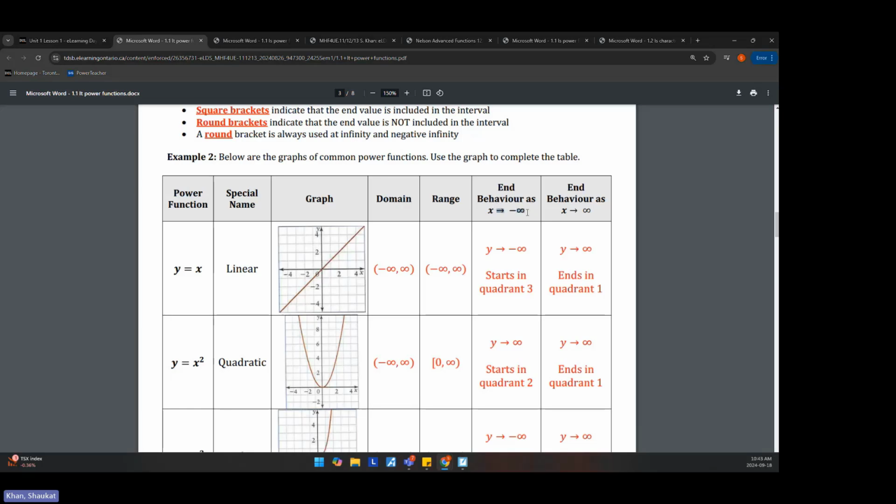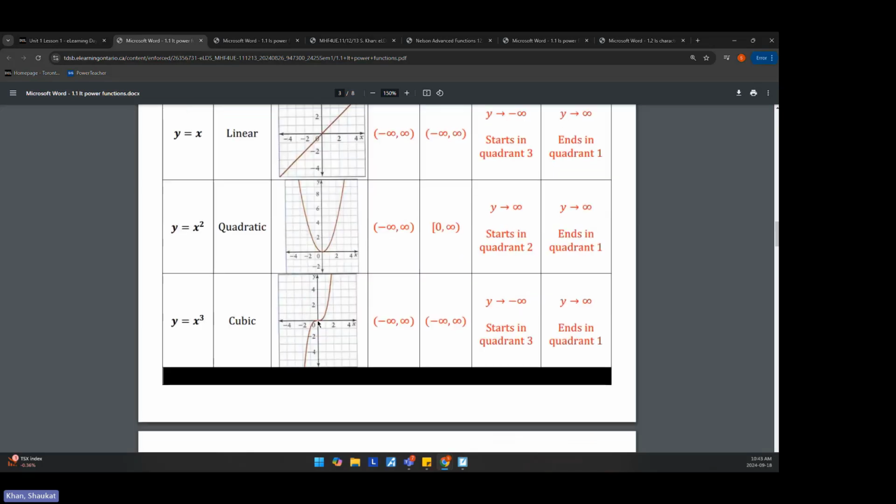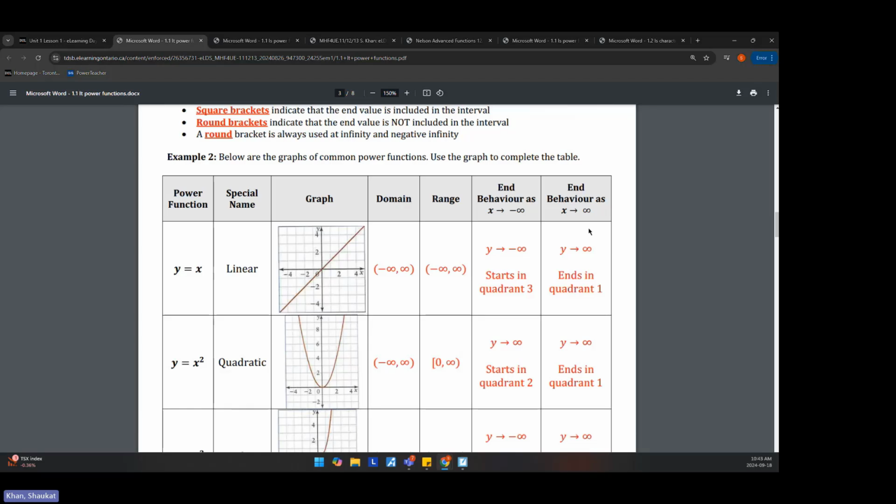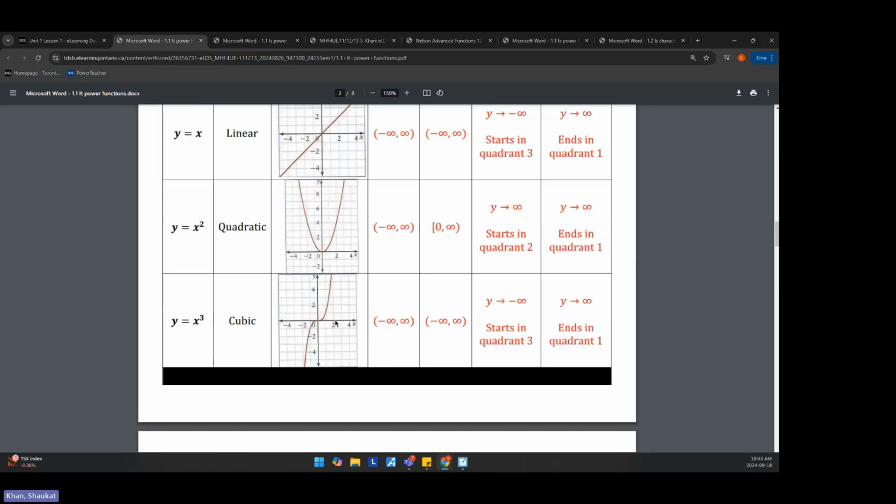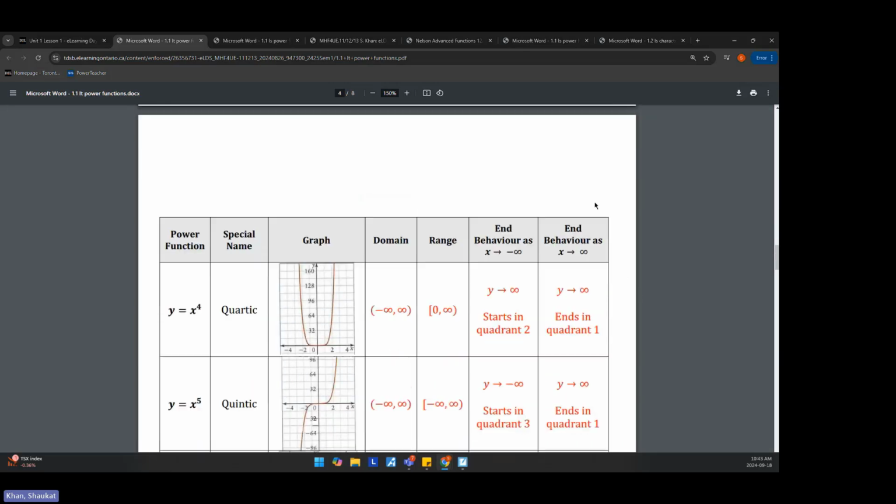As for the end behavior, when x is getting really small, so start from the origin and go to the left, what's happening to my function? It's going down, down, down, down, down. So y is going to negative infinity, or it's also starting in quadrant 3. I should say and. As x goes to positive infinity, so from the origin, x is getting bigger and bigger and bigger, what's happening to my y values? Well, they're going up, up, up, up. So y is going to positive infinity, and the function is ending in quadrant 1.